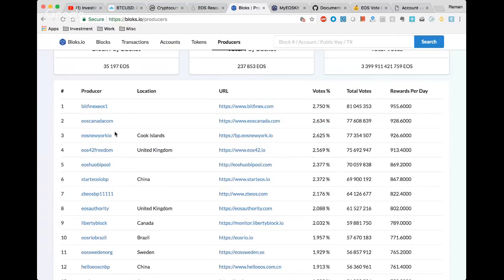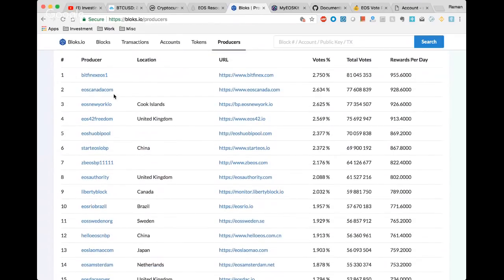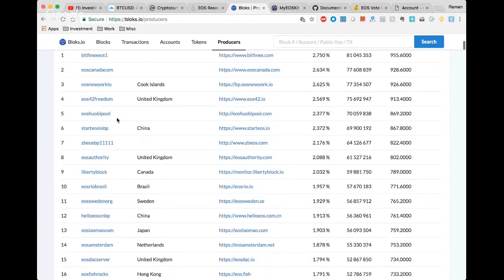And so it's a pretty fair system right now. I think a lot of people are getting voted based on their work in the community rather than just whale votes.